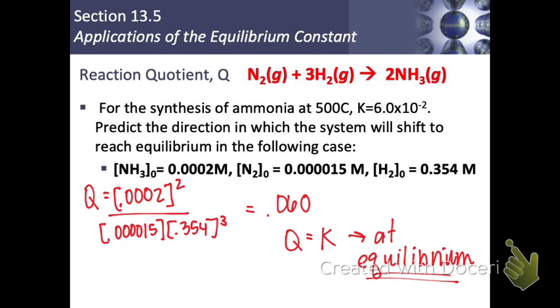Did we get our Q value and our K value equal to each other in this one? Yep. So if Q equals K, then that means our system must be at equilibrium already, right? We don't need a shift. It's already at equilibrium.